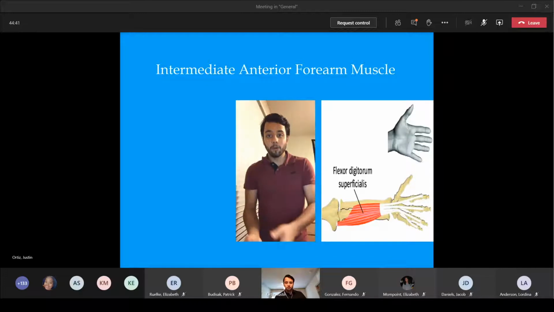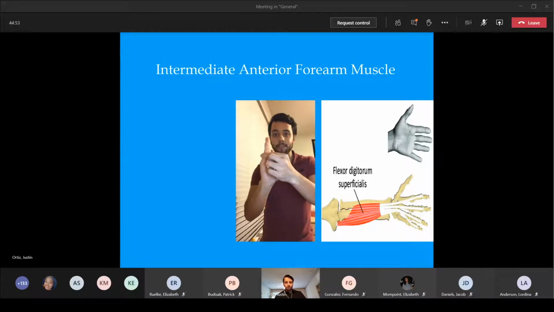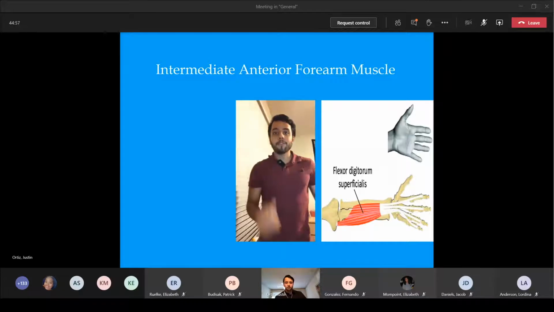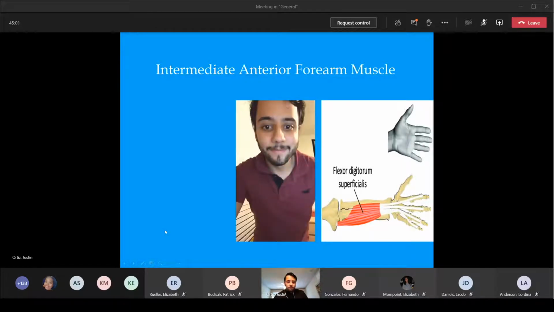But for the flexor digitorum superficialis, which is the intermediate anterior forearm muscle, that's only going to attach to the sides of the middle 2nd, 3rd, 4th, and 5th phalanges. So, and it's only going to allow flexion like this. So I hope this video helps, and that'll be it for the intermediate segment.